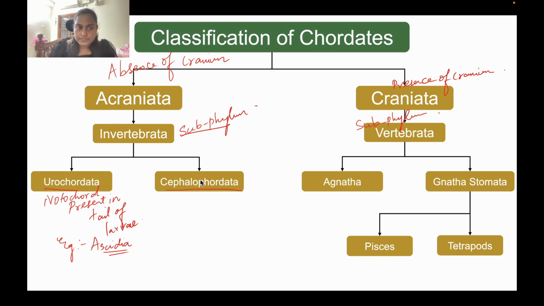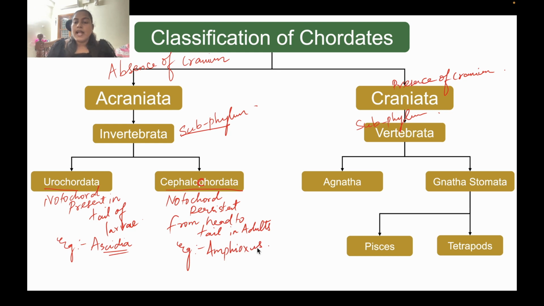Cephalochordata, if you see it is cephalochordata. This is C. Okay, notochord persistent from head to tail in adults. Okay, example is Amphioxus. Okay, and under subphylum Vertebrata, if you see Agnatha and Gnathostomata, Gnathostomata we say. Agnatha means jawless.